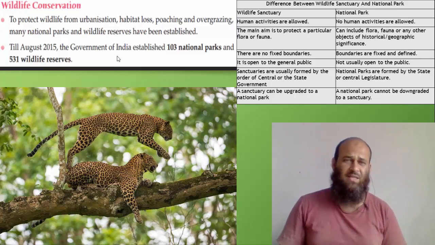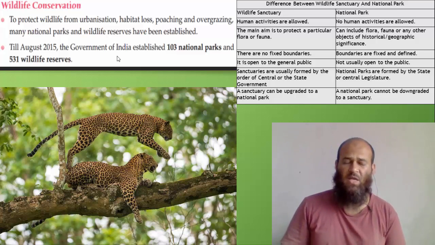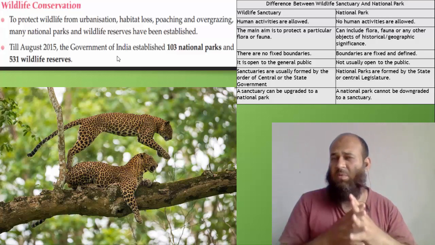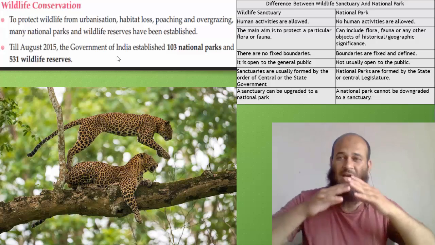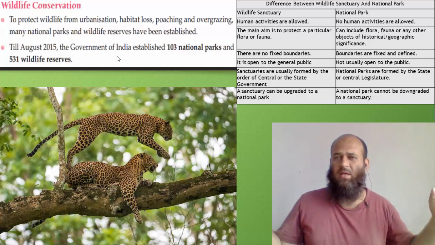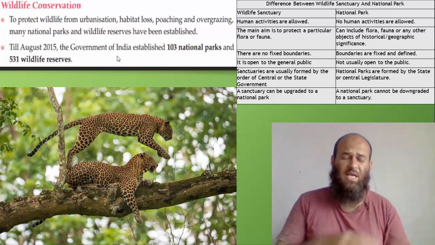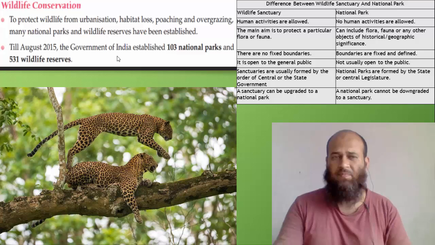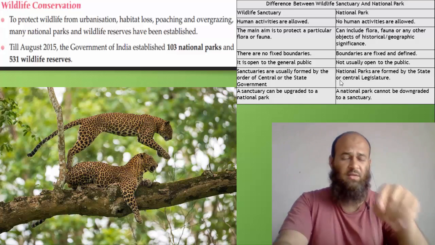Till 2015, the government of India had established 103 national parks and 531 wildlife reserves. So wildlife reserves are big in number and national parks are very less. But these national parks are very big. They include flora, fauna, historical and geographical importance places. They are well covered in forests. Have a look at the difference here in detail and write it down in your notebook. It is not there in your course book.